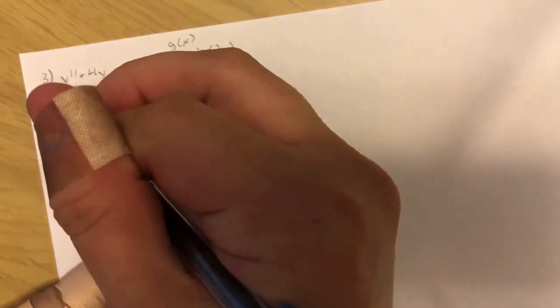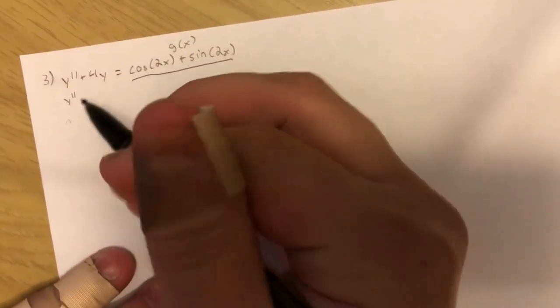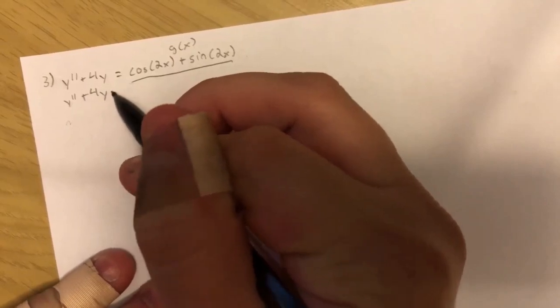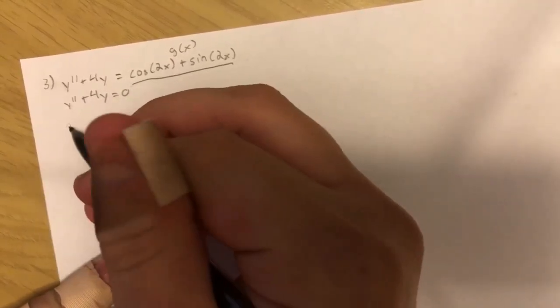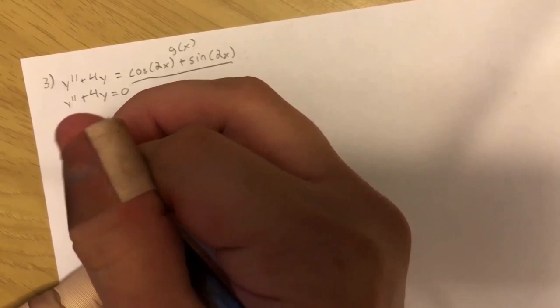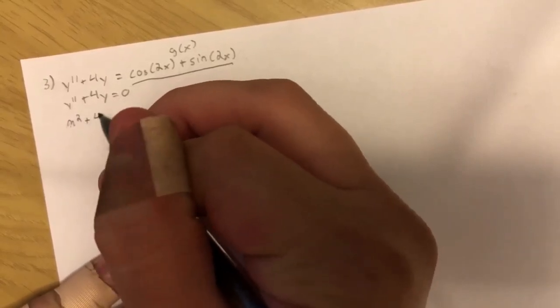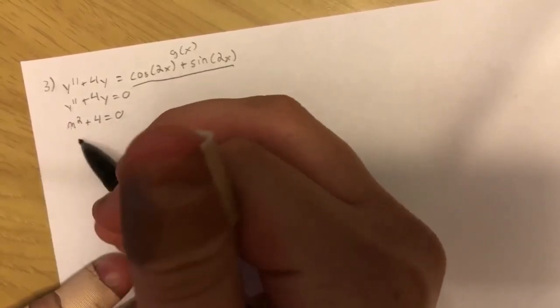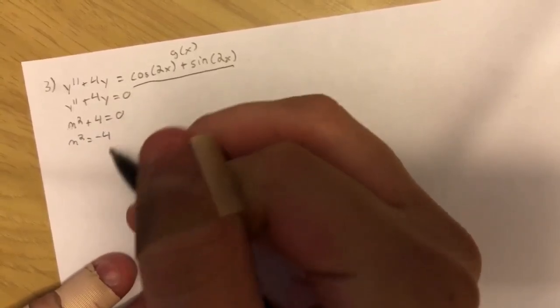So we're given the non-homogeneous differential equation, y double prime plus 4y equals cos of 2x plus sine of 2x. We set the equation equal to 0 to find the complementary solution. So y double prime plus 4y equals 0. So now we use m and rewrite the equation. M squared plus 4 equals 0. Now we solve for m. So m squared equals negative 4, subtracting 4 on both sides.